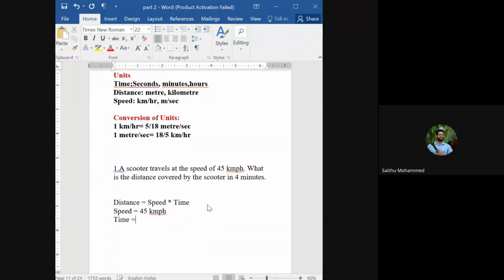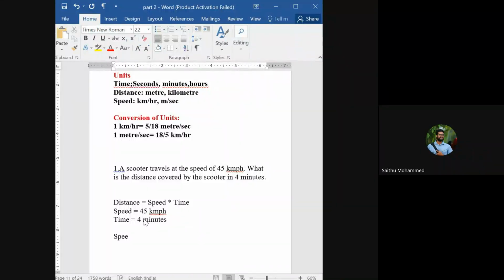Time is a problem, right? Time is given here as 4 minutes. It is not 4 hours. So we have to convert not only the minutes, but also the speed into meter per second. Whenever you get a question with a difference in time unit as well as speed unit, then as I already told, we need to convert it. We can simply write 4 minutes here, but we have to convert it. Distance is what we have to find.